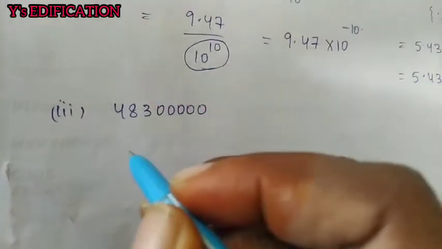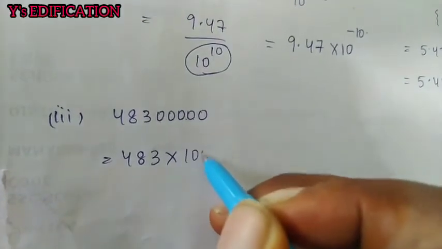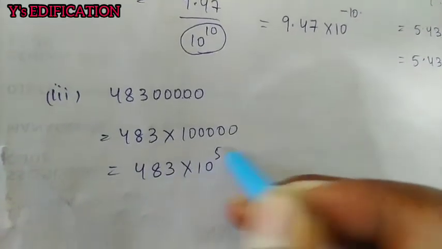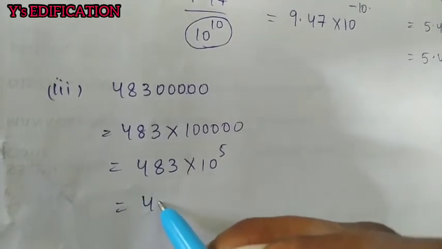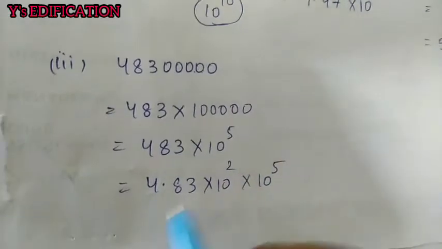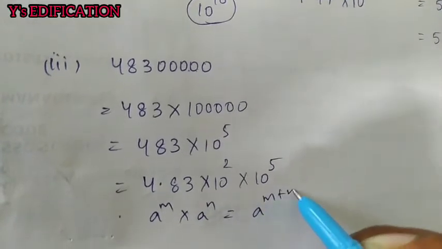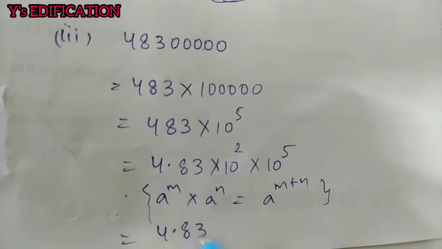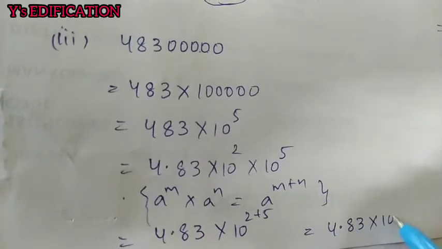4830000. This is also the same. First of all, 483 into how many zeros are there? 1, 2, 3, 4, 5. So I will write it as 483 into 10 power 5. So this is 483. I want a single digit number, so I will take two numbers after the decimal. So 10 power 2 into 10 power 5. Here also we are going to apply the a power m into a power n formula. It is a power m plus n. Here we have 10 power 2, 10 power 5. So I can take it as 4.83 into 10 power 2 plus 5. So it will become 4.83 into 10 power 7.